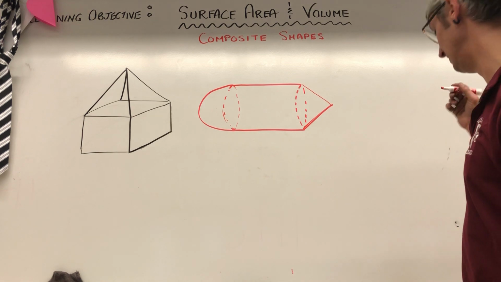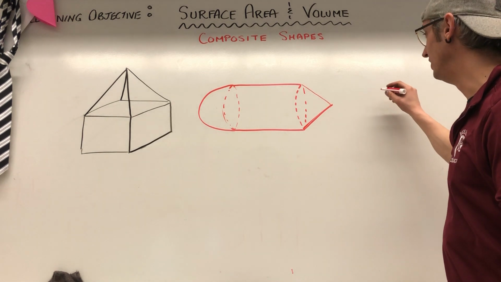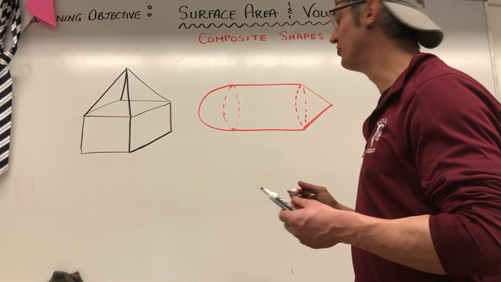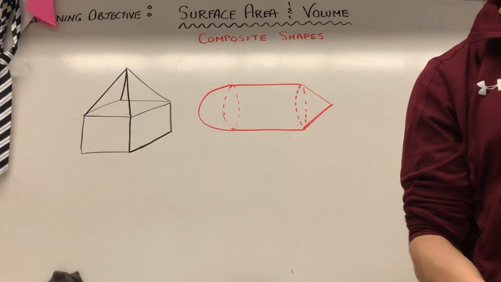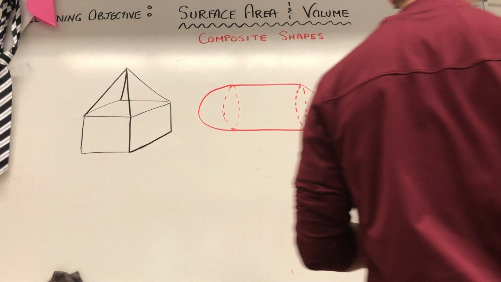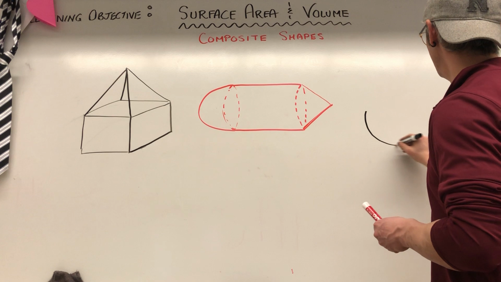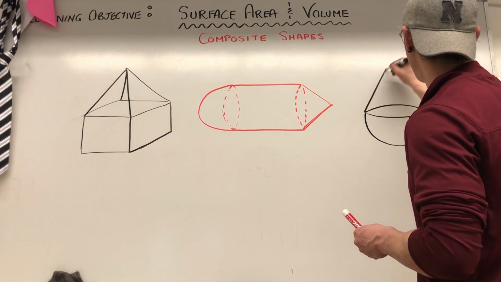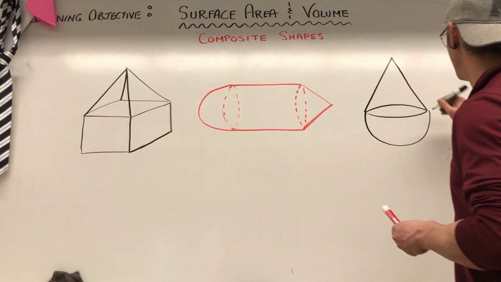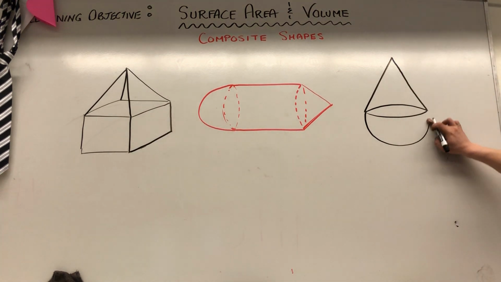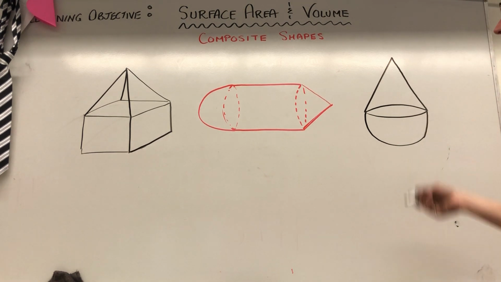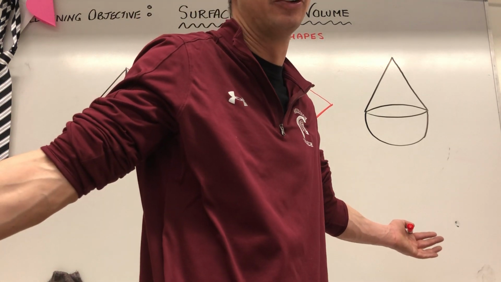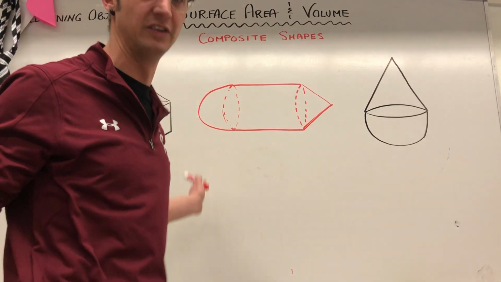What else do we see? I'm trying to think of combinations. Okay, here's another shape. Some shape like this. So we have a hemisphere, and it's attached to a cone. Honestly, I think that's as much as you're really going to see. We're going to see some variations of these.